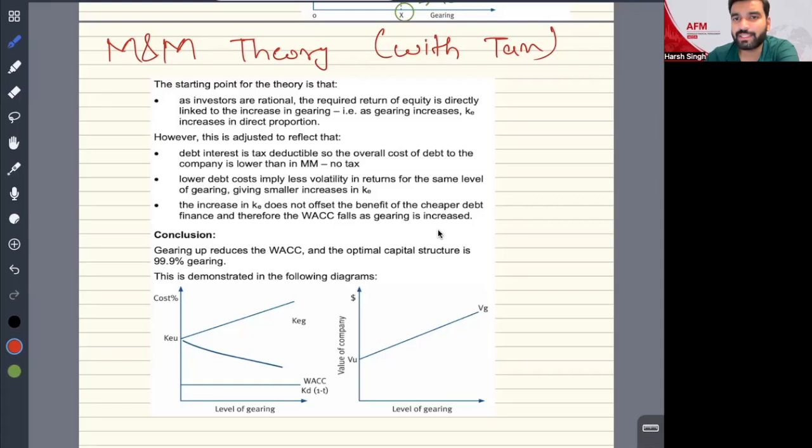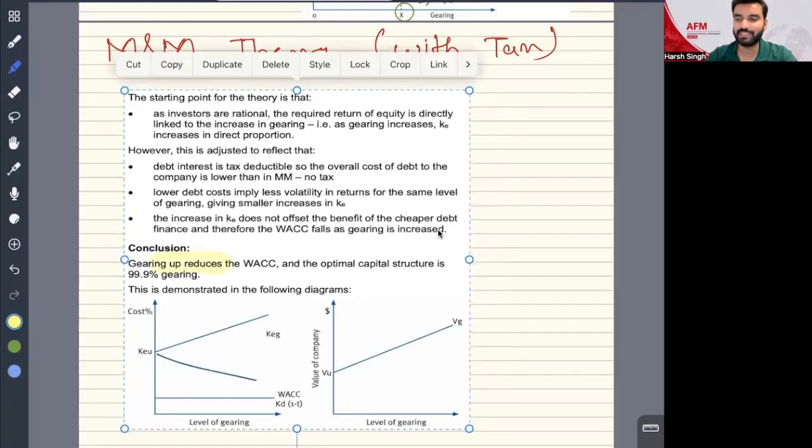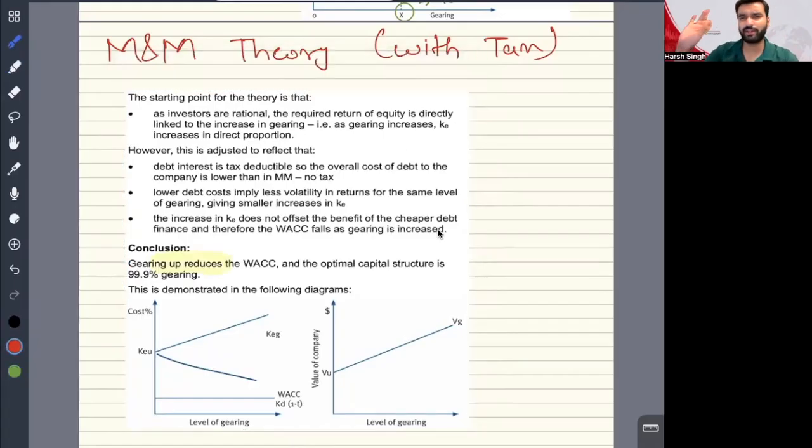Now they said, if the cost of capital is always falling, why don't you have 99.9% gearing? They said it is better to have 99.9% gearing because the cost of capital will be lowest at that time. Right. Now, this theory sounded good, but it has certain problems. Why?